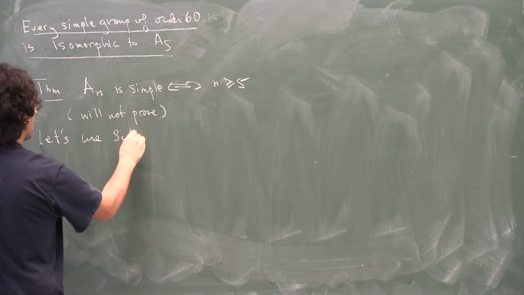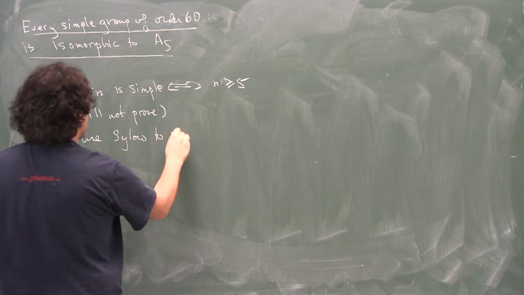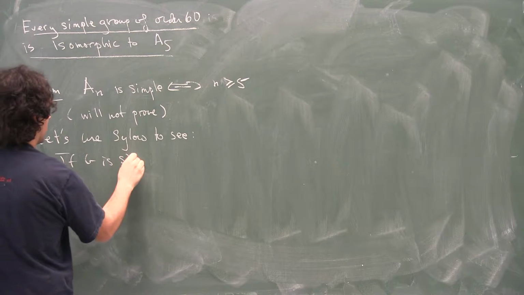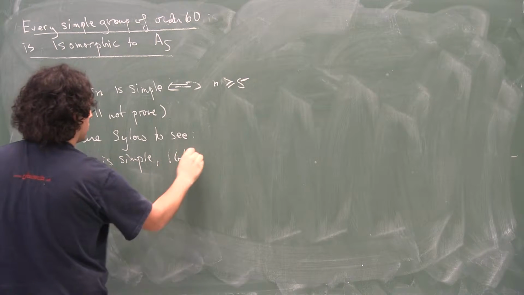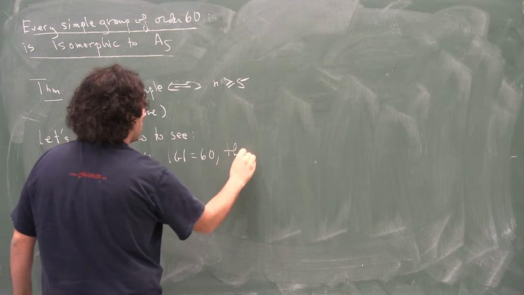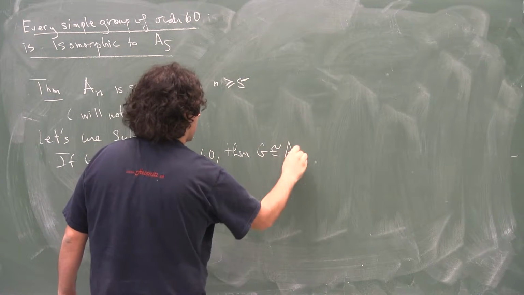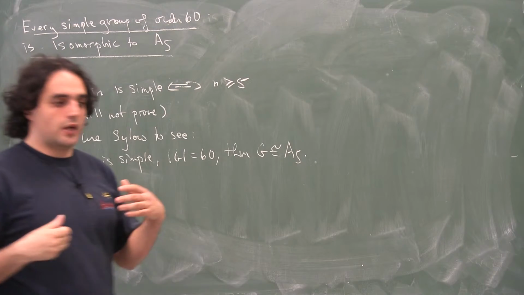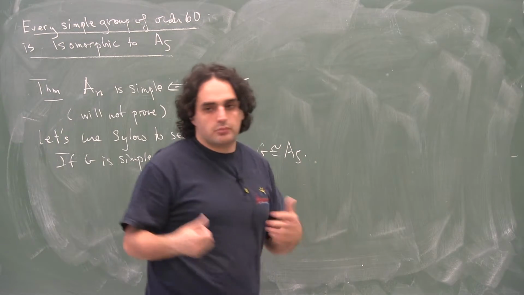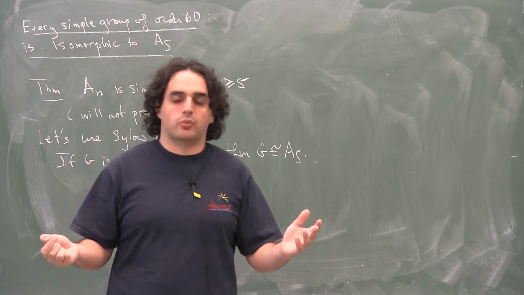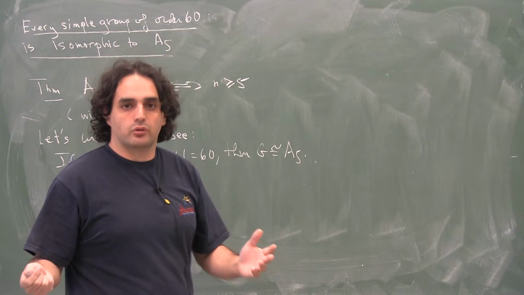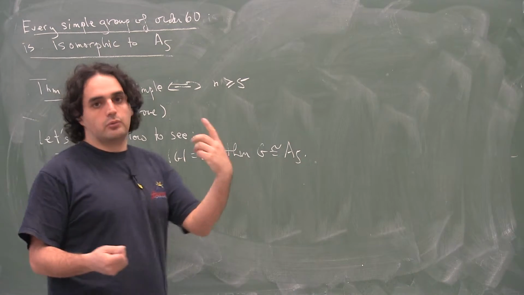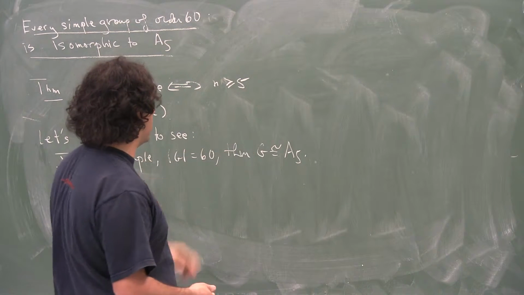Let's use Sylow to see that if G is simple and the order of G is 60, then G is isomorphic to A5. And so this is an application illustrating that Sylow's theorem not only can be used to show that there are no groups with some property, like being simple and having order 12, we saw that, but it can also be used to show that there is a unique group with some property, like being simple and having order 60.